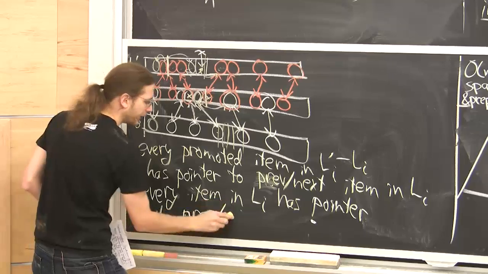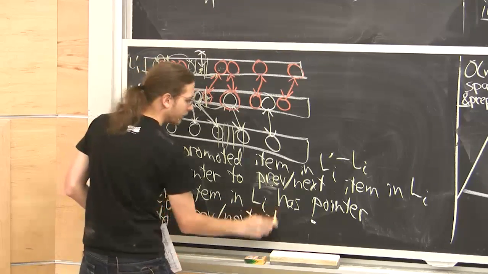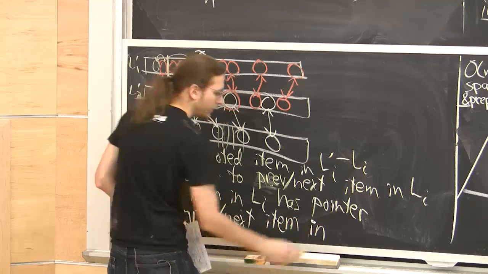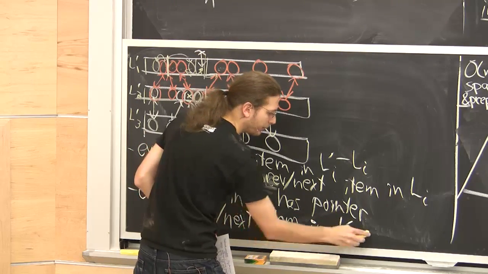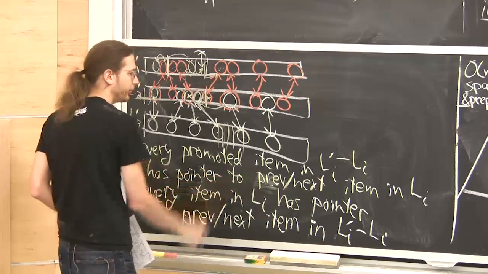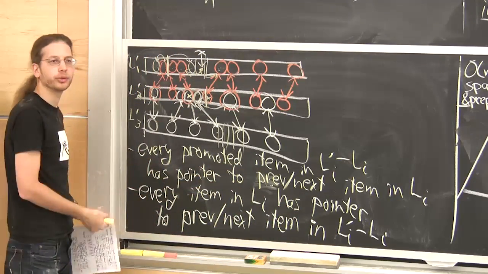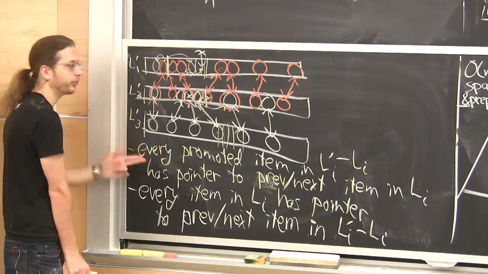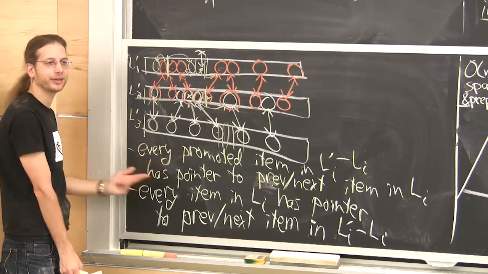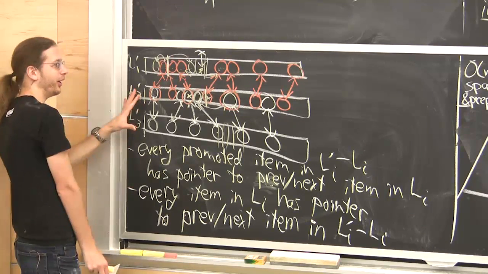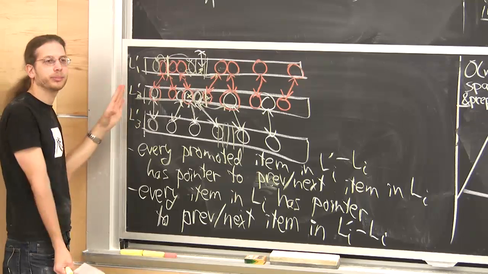So previous and the next item in Li prime minus Li. So these are the promoted items. These are the unpromoted items. So it's actually just 2 pointers per item. If you're promoted, you store the previous and next unpromoted. If you're unpromoted, you store the previous and next promoted. It's nice and symmetric. It's pretty clean. A lot of pointers, hard to draw, but quite simple in the end.